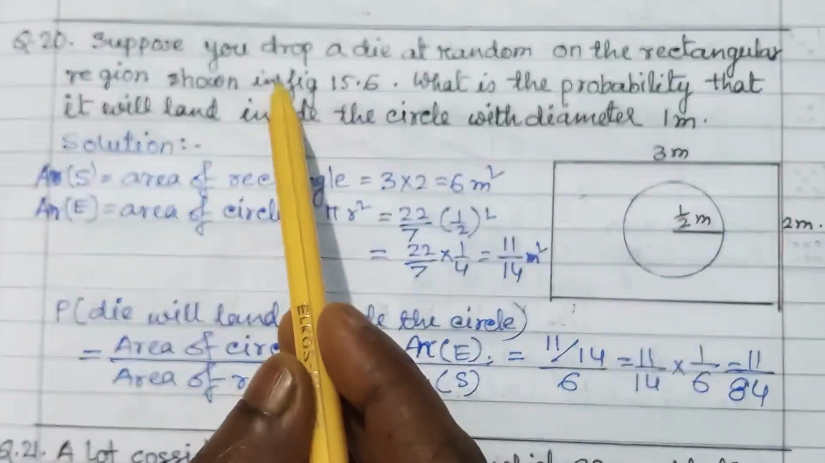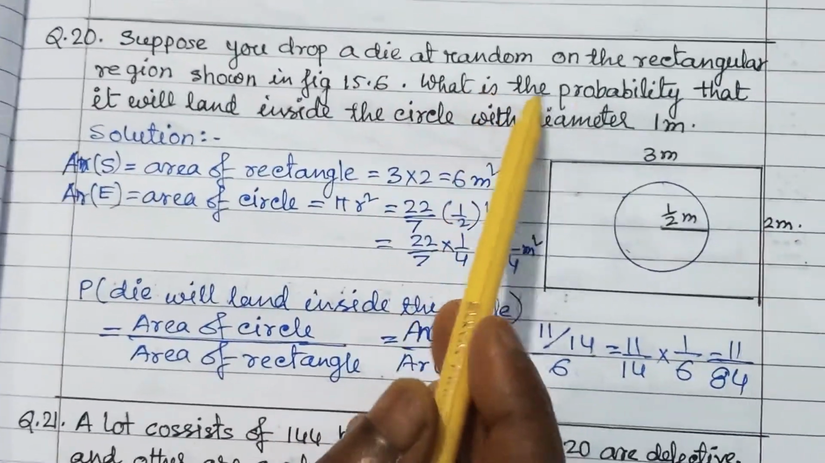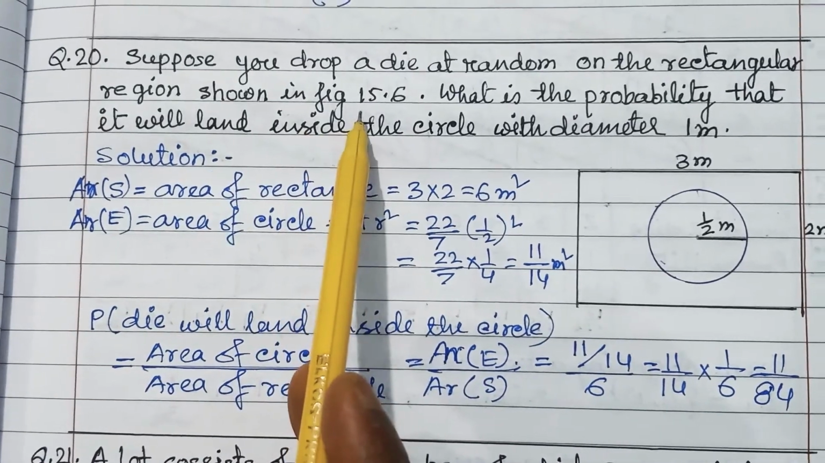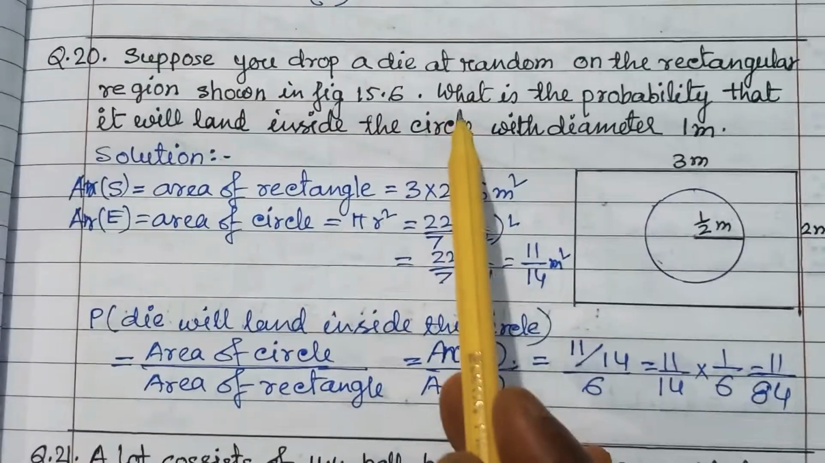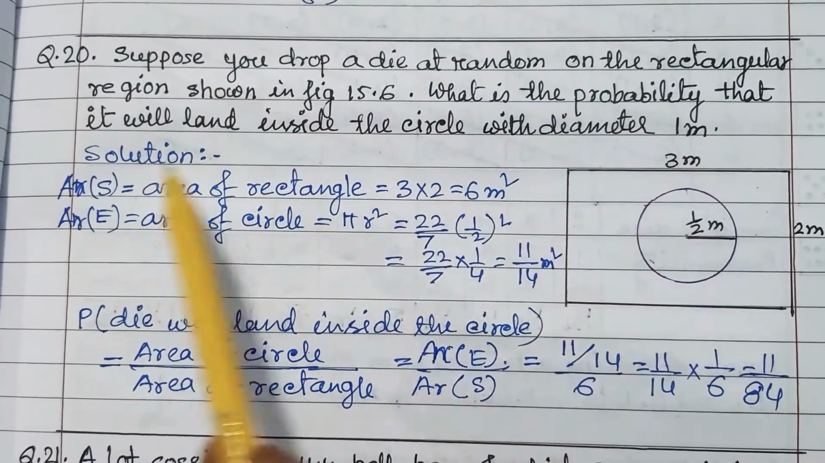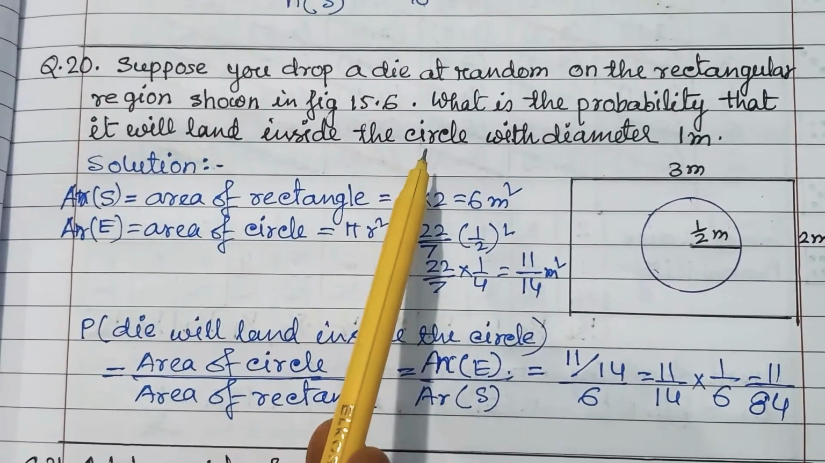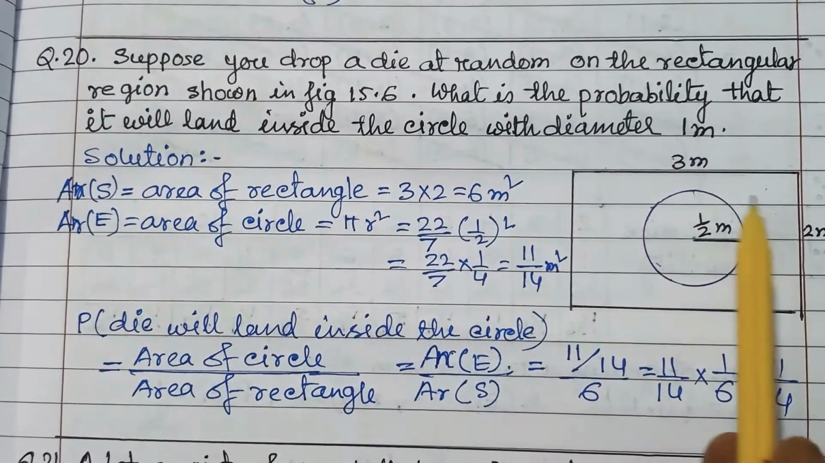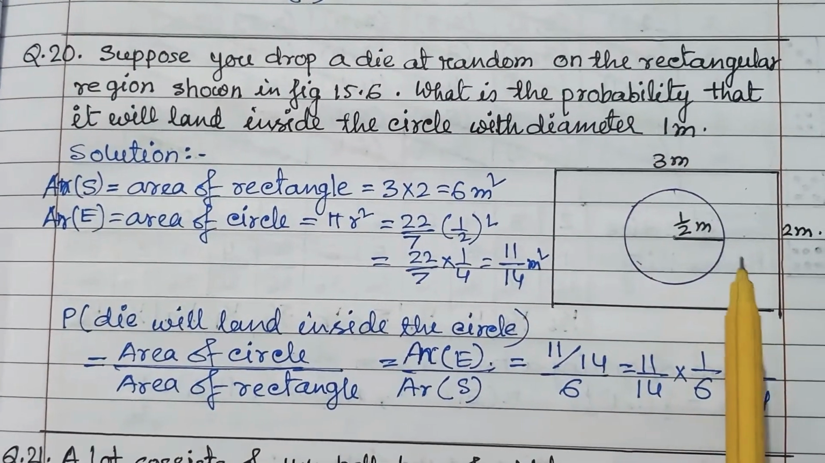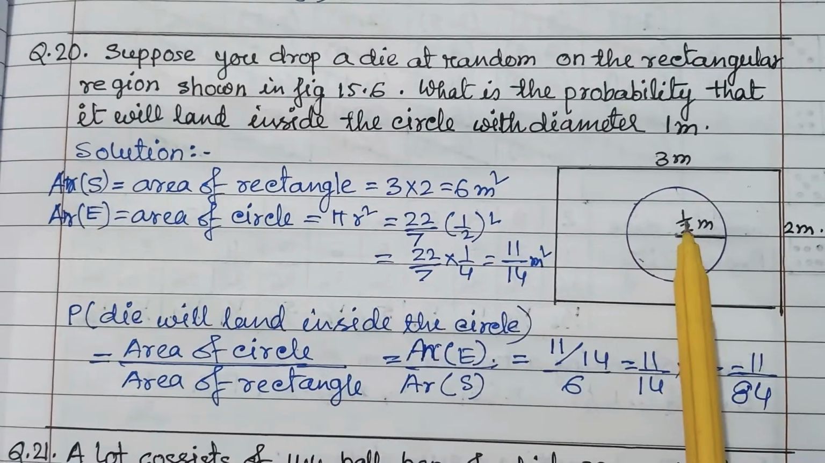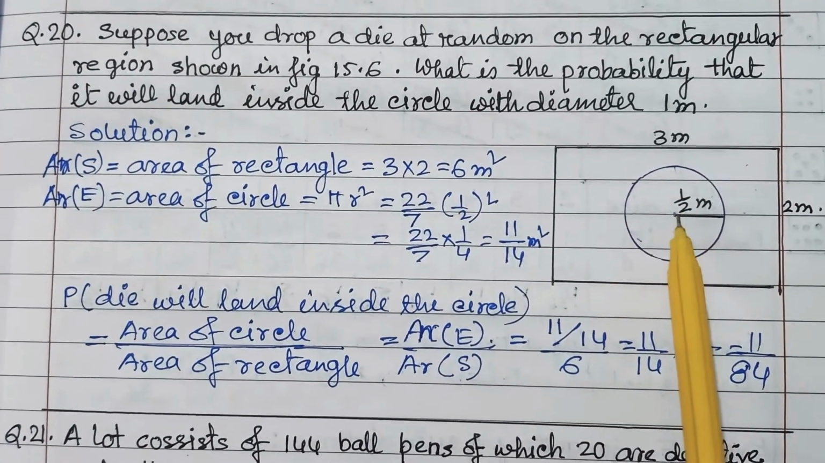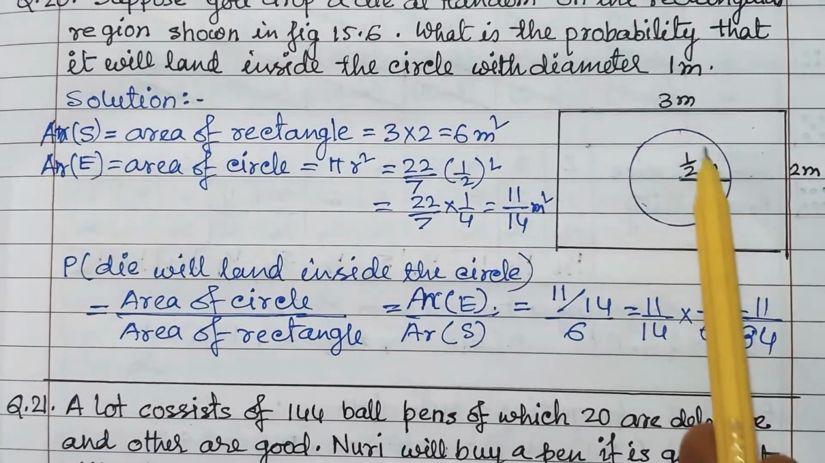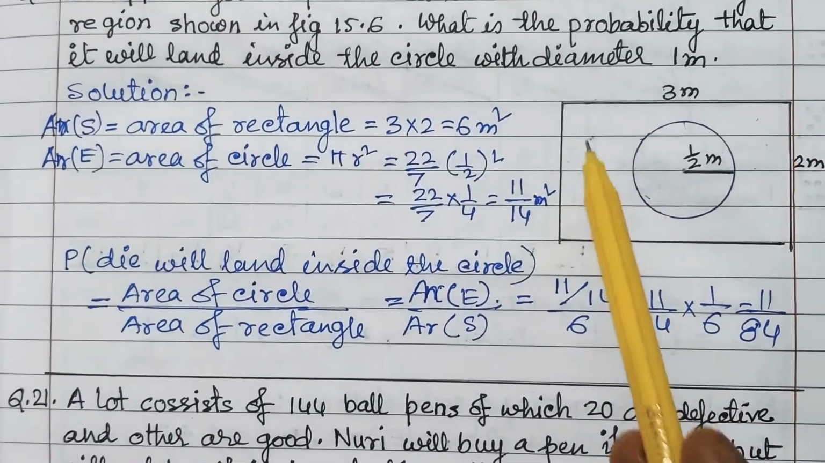Suppose you drop a die at random on the rectangular region shown in figure 15.6. This is the figure. What is the probability that it will land inside the circle with diameter 1 meter? This is geometric probability, where we have to find the probability not by number, but by area. Area of circle to area of rectangle we have to take.